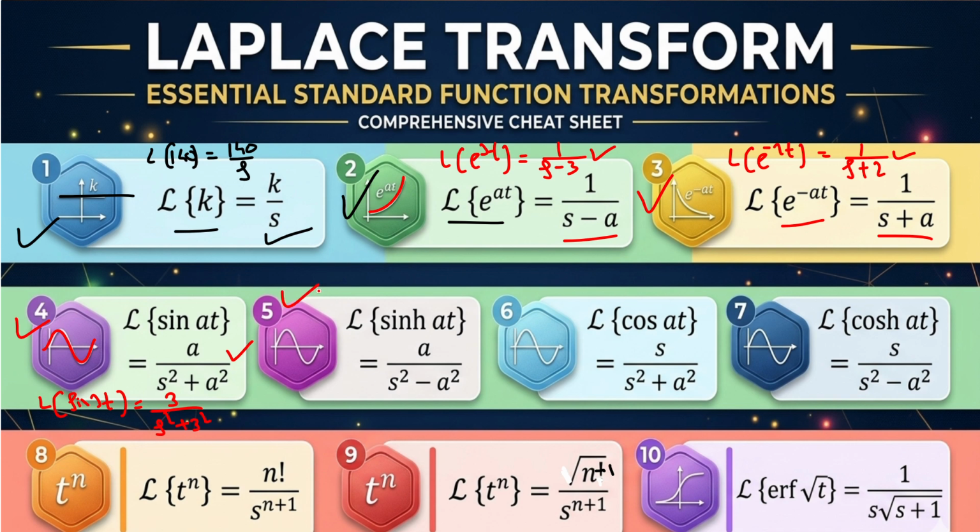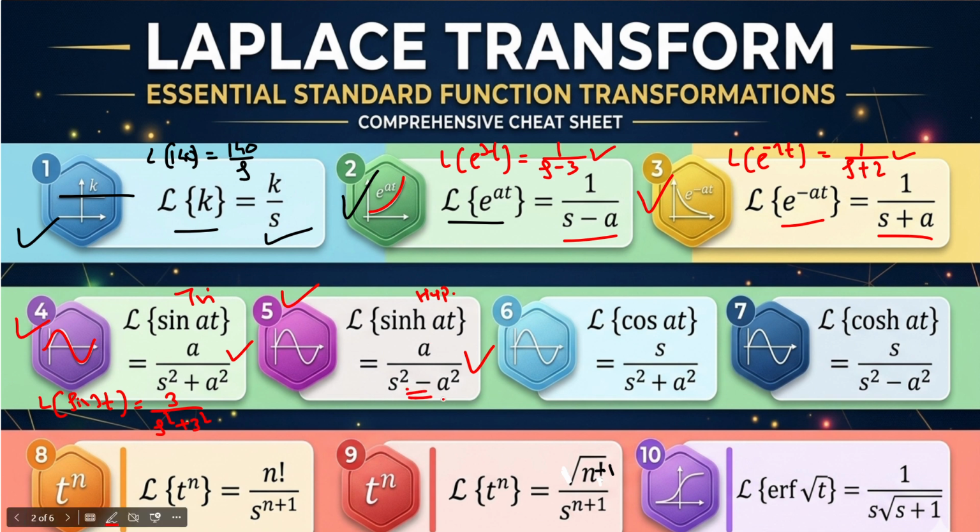Then formula number 5 is sinh at. You can see here formula number 4 and 5 are the same. Sin at is a trigonometric term and sinh at is a hyperbolic term. So the Laplace of sinh at is a upon s square minus a square. Both the formulas are the same, but for the trigonometric sine term you have to consider plus term in the denominator, and for the hyperbolic sine term you have to consider minus term in the denominator.